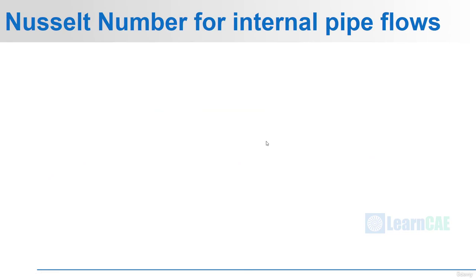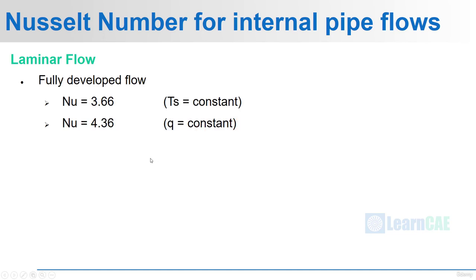Next, let us check the formula for Nusselt number for internal pipe flows. For fully developed laminar flow, the Nusselt number will be equal to 3.66 in case of constant wall temperature, and Nusselt number will be equal to 4.36 in terms of constant heat flux from the walls.